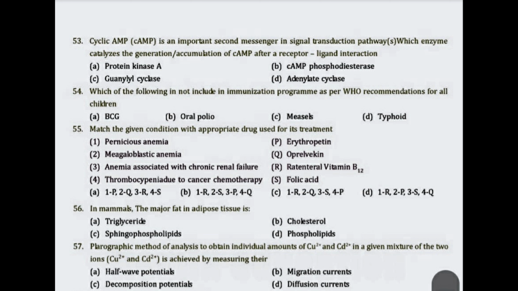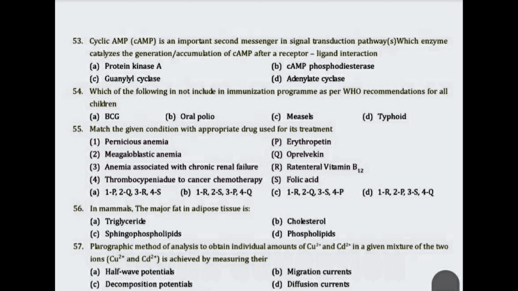Option B is the correct answer here. That is pernicious anemia, parenteral vitamin B12; megaloblastic anemia, folic acid; anemia associated with renal failure, that is erythropoietin; then thrombocytopenia due to cancer chemotherapy, oprelvekin.